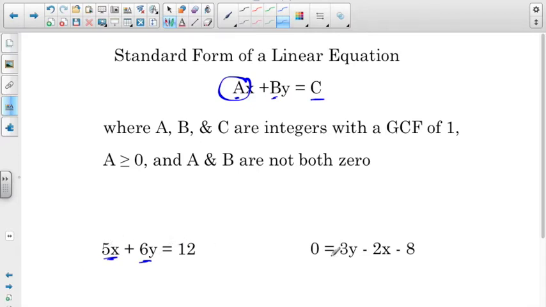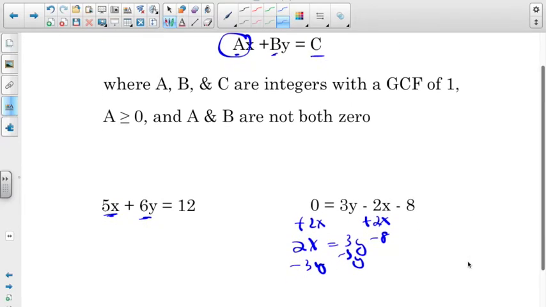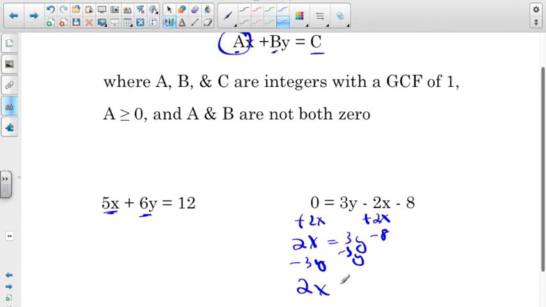This is okay. If I have 0 is equal to 3y minus 2x minus 8, well, the x has to be positive, so let's add 2x to both sides. That gives me 2x is equal to 3y minus 8. To get the y on the same side as the x, I'm going to have to subtract 3y from both sides. When I do that, I'm going to end up with 2x minus 3y is equal to -8. So now that is in standard form.